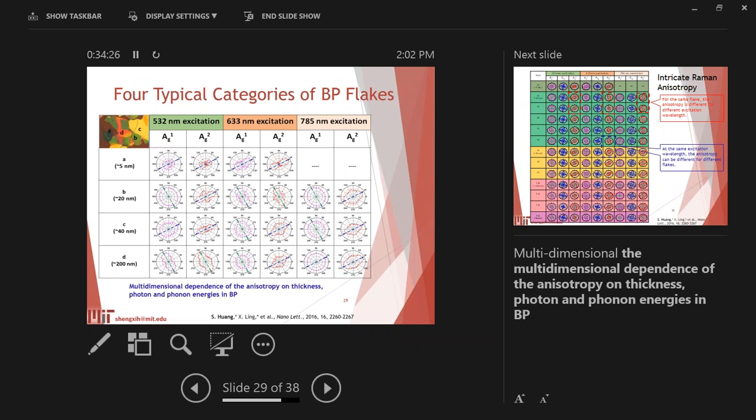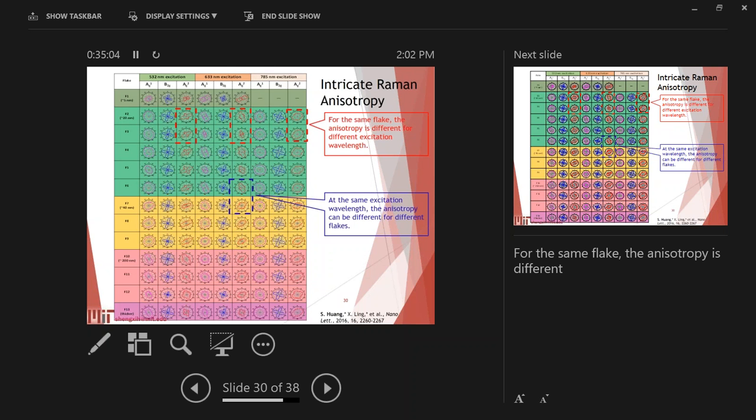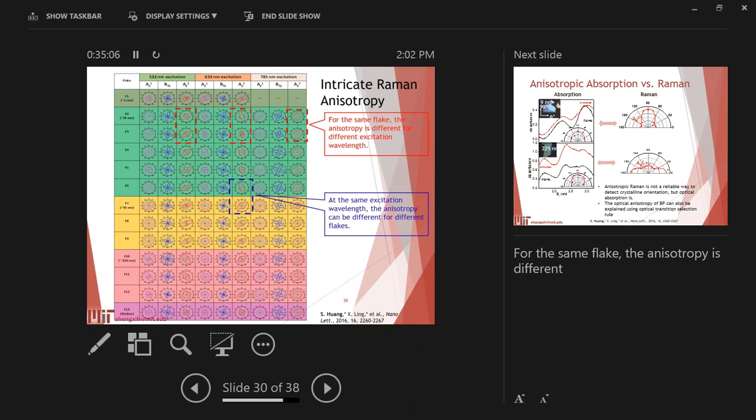So here in this set of examples, I show some flakes which are connected together, which means they have the same crystalline orientation. However, the different colors show that they have different thicknesses. So if we measure Raman anisotropy for all these flakes, we can know how the Raman anisotropy changes with different thicknesses and as well different excitation wavelengths. So we can observe very clearly that the Raman anisotropy is different for different excitation wavelengths and different for different thicknesses. And actually, we have measured more flakes.